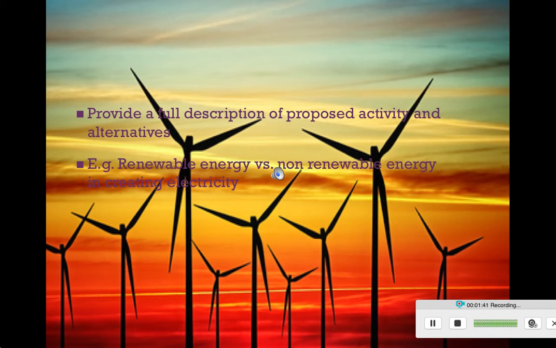In order for an EIS to be approved, it must include the following features. It must provide a full description of the proposed activity and the main alternatives. The alternatives refer to deciding to do nothing. An example of this can be shown in wind farms, where the alternatives would be renewable versus non-renewable energy to achieve the same objective, creating electricity.